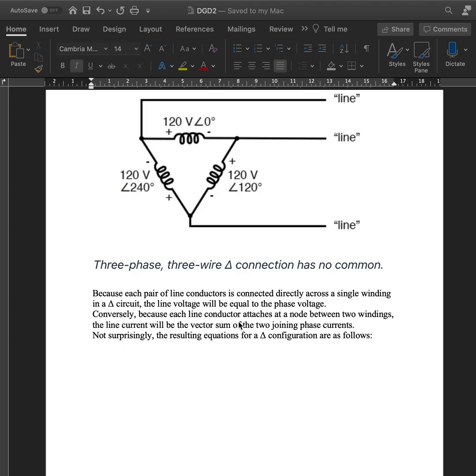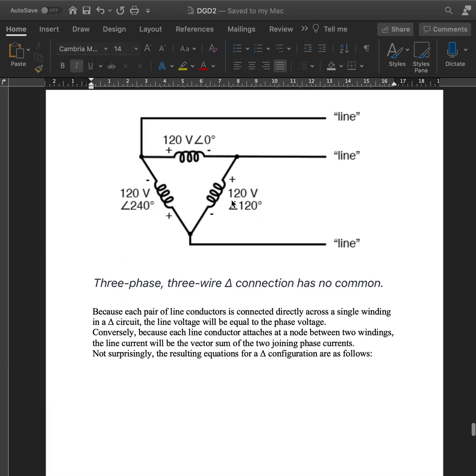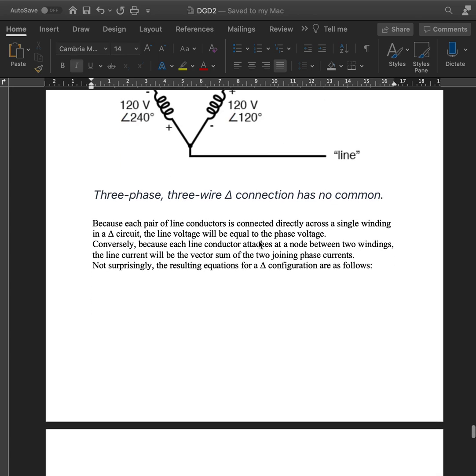Not surprisingly, in the delta configuration, we can see that E line is equal to E phase, whereas I line is equal to the square root of 3 times I phase. So basically, the phase current will be less than the current flowing through the line, as the current gets divided when it's coming into the delta connection, and it only combines when it's going out of the delta connection. So hence we can see it in two different ways.